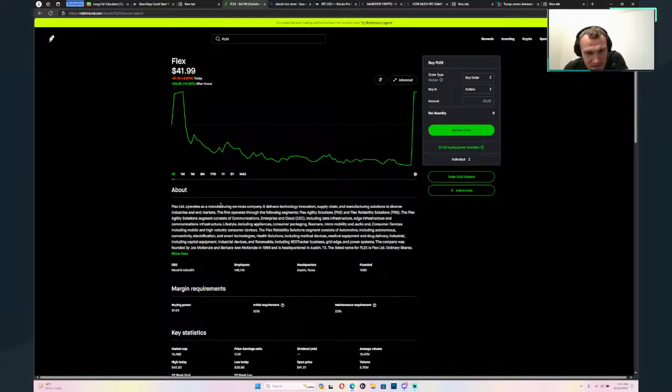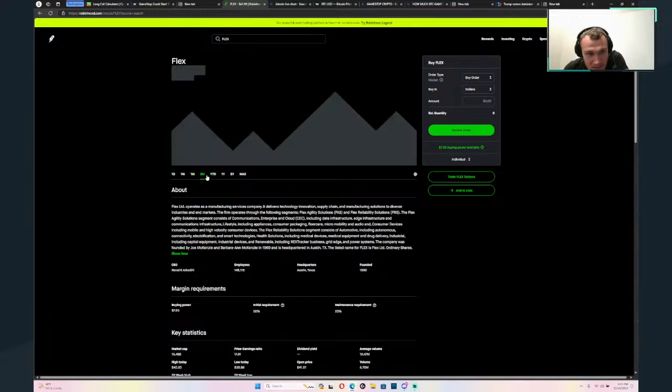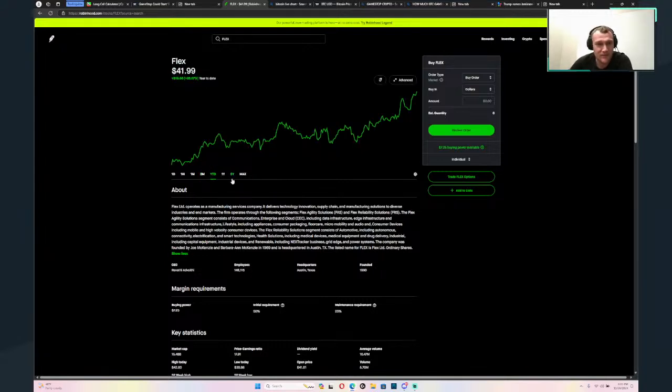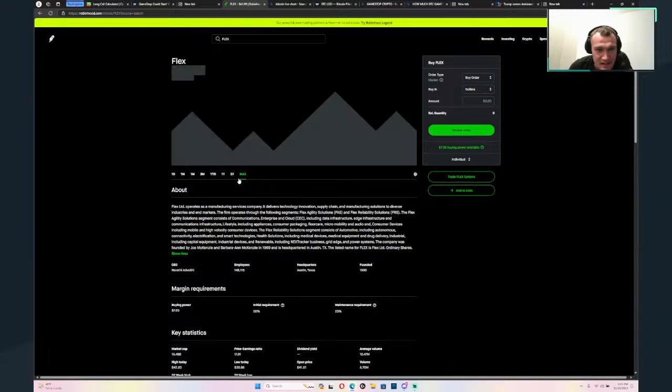Someone just mentioned Flex. It's a manufacturing services company. Let's see here what they mentioned it for. I believe it was for cooling. I'm not too sure. Data infrastructure, so I'm guessing they're saying it's like Palantir. My bad, they're comparing Flex to Palantir. It's up 88% this year to date.